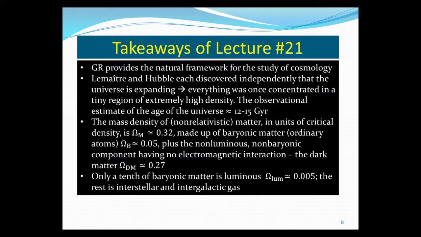a billion years. The mass density of the non-relativistic matter in units of critical density is about 0.32, made of baryonic matter, which is ordinary atoms, only about 5%, plus the non-luminous, non-baryonic components having no electromagnetic interaction. These are dark matter, which is about 0.27. Only a tenth of the baryonic matter is luminous, with a luminous density ratio omega of about 0.5%. The rest are interstellar and intergalactic gases.